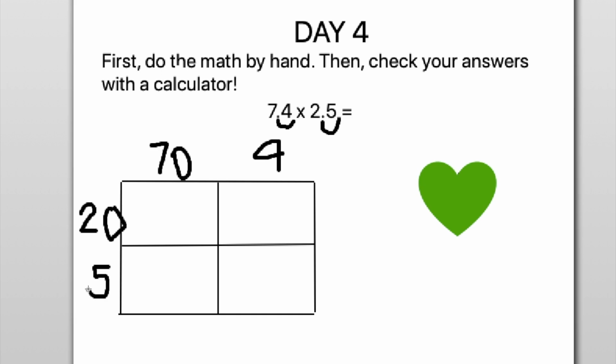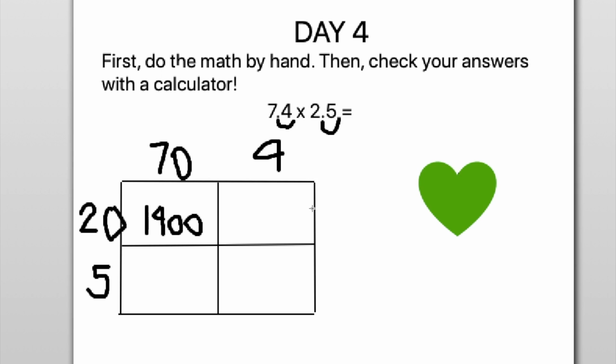So I'm going to multiply the numbers that are touching each box. So 20 times 70. Those are some big numbers. I can always temporarily take the zeros out and do 2 times 7, which is 14. And then add in all the zeros I took out. Here I took out 2 zeros, so I'm going to put 2 zeros back on. So my answer is 1400.